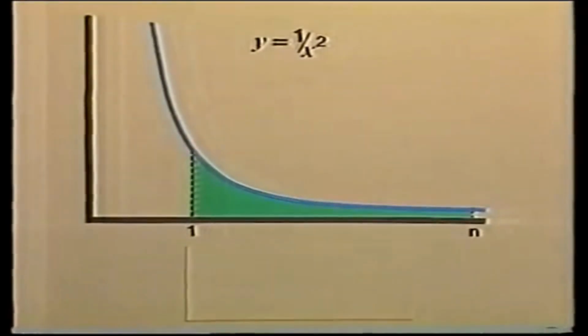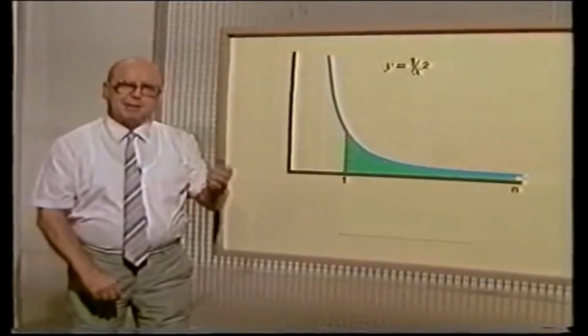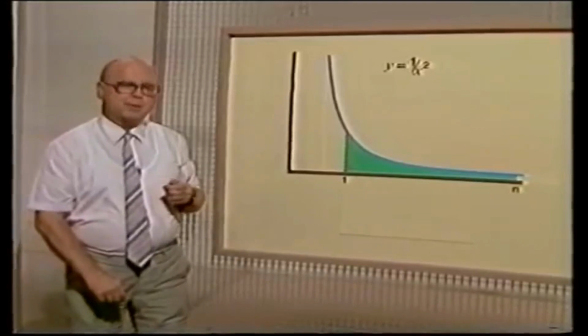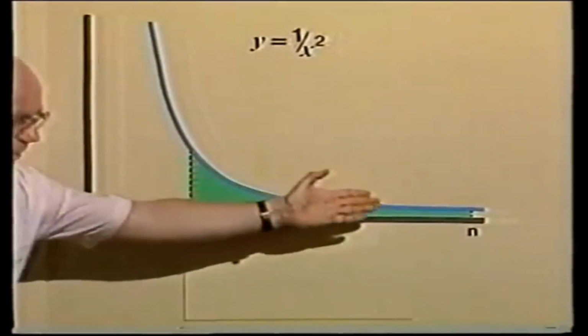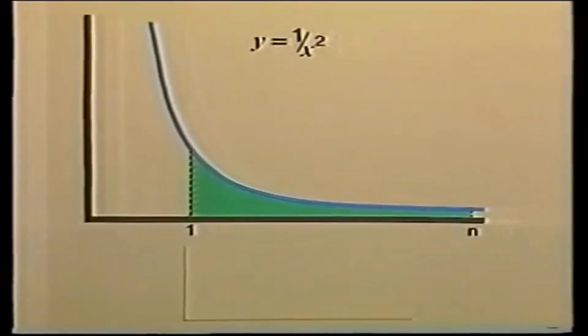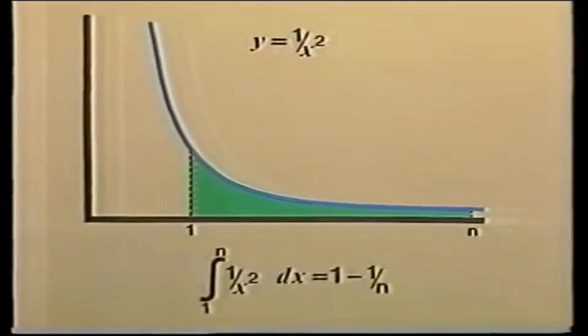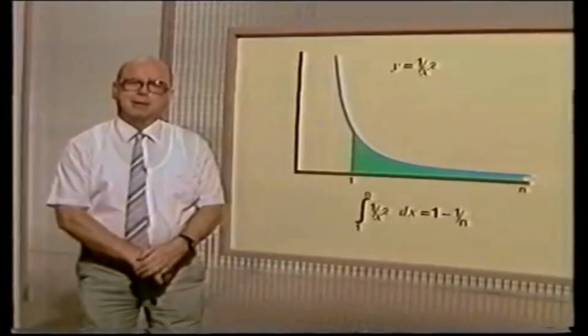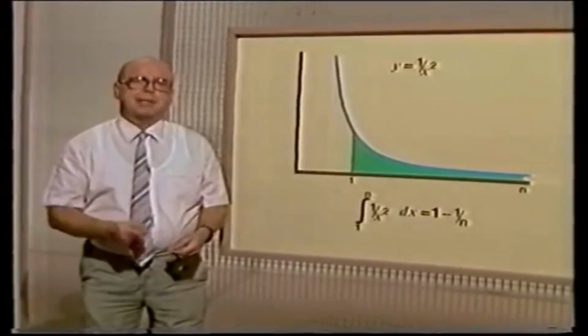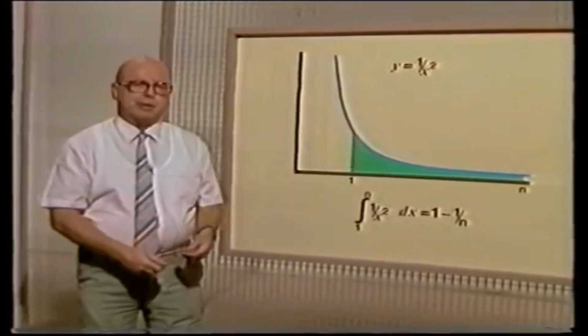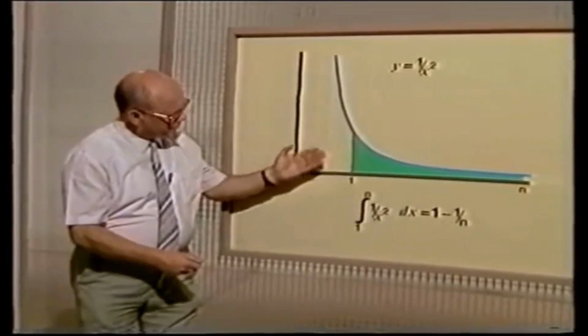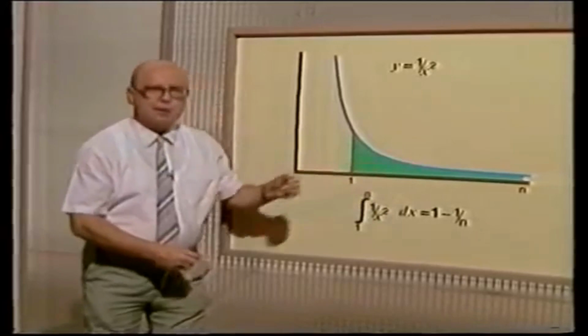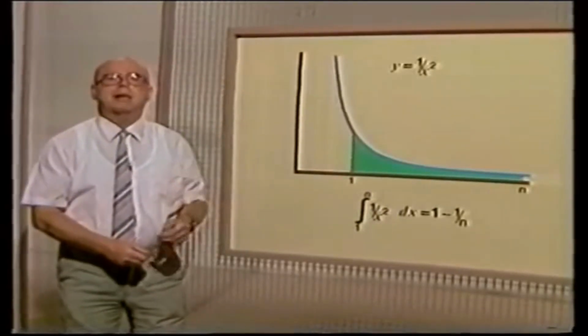Here's the first graph, y equals 1 over x squared. And using the fundamental theorem of calculus, we can work out the area from x equals 1 to n. It's equal to the integral of 1 over x squared from 1 to n, and that's 1 minus 1 over n. Now we use partitions to get the integral. So let's look at a particular partition of the interval from 1 to n, the one where the partition points are the integers.